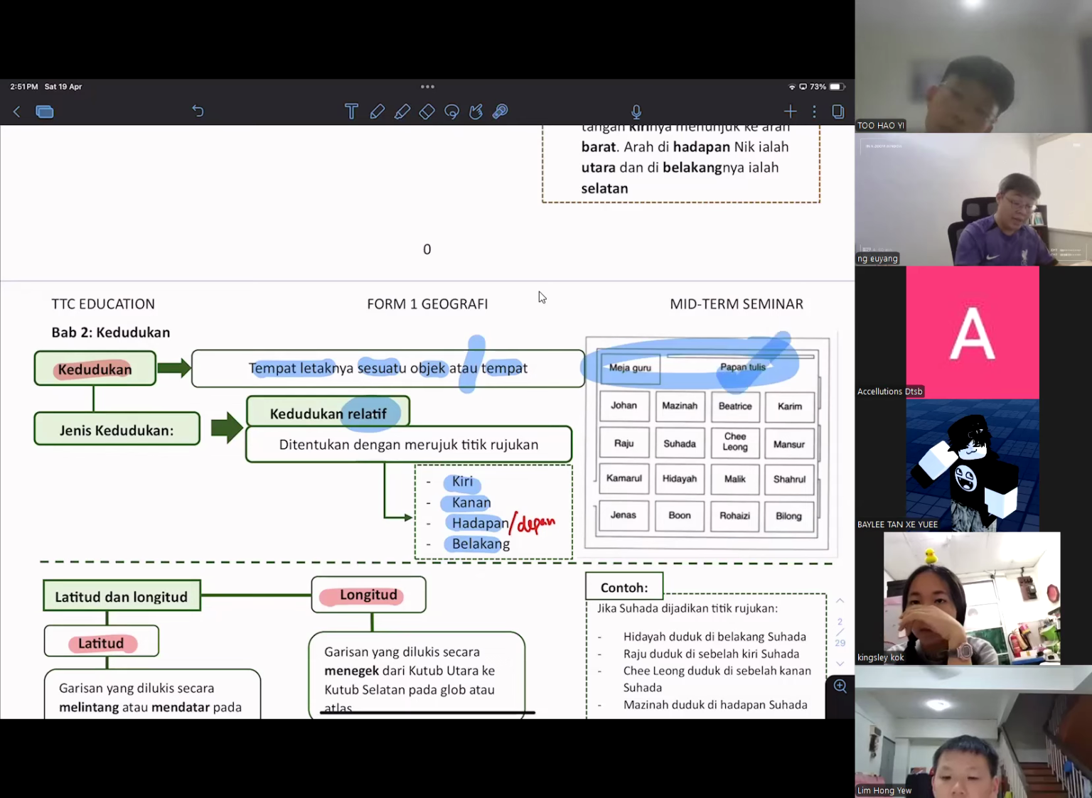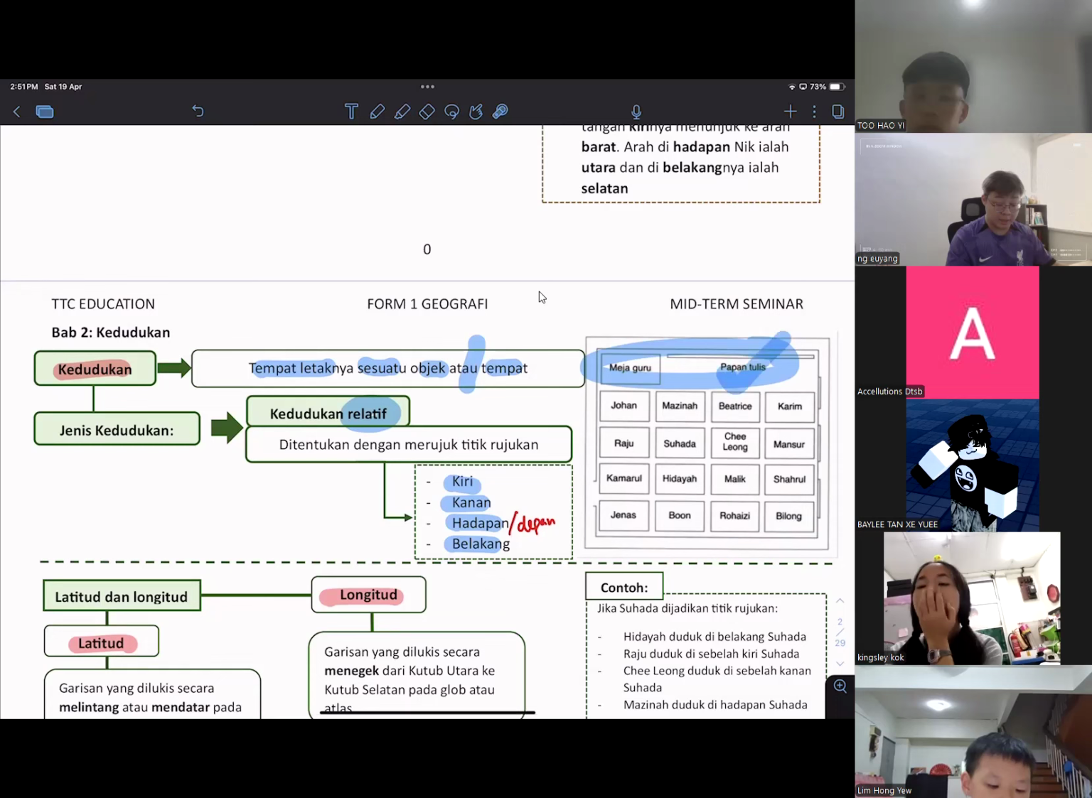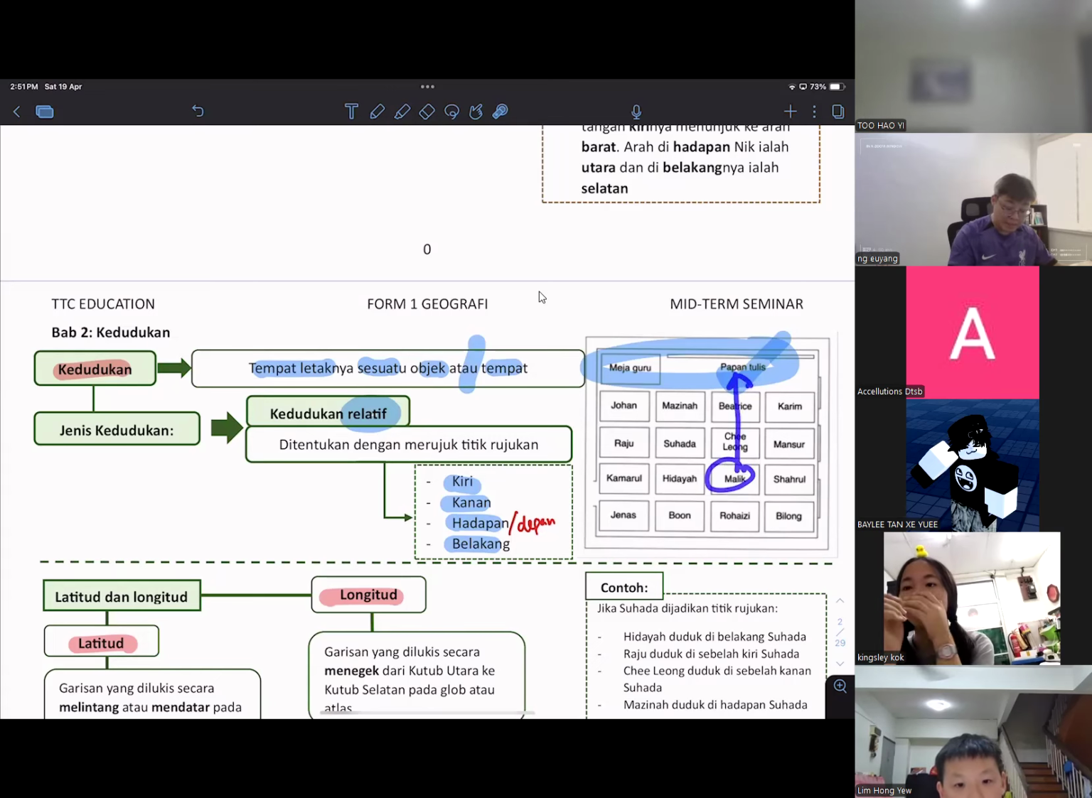Okay. So other than that, let's say the exam questions, who is at the back of Malay? According to the papan tulis, belakang Malay is Rohaizio. So that's why the keyword is dari. So from where to where? This is the easier way to ask within the exam question.